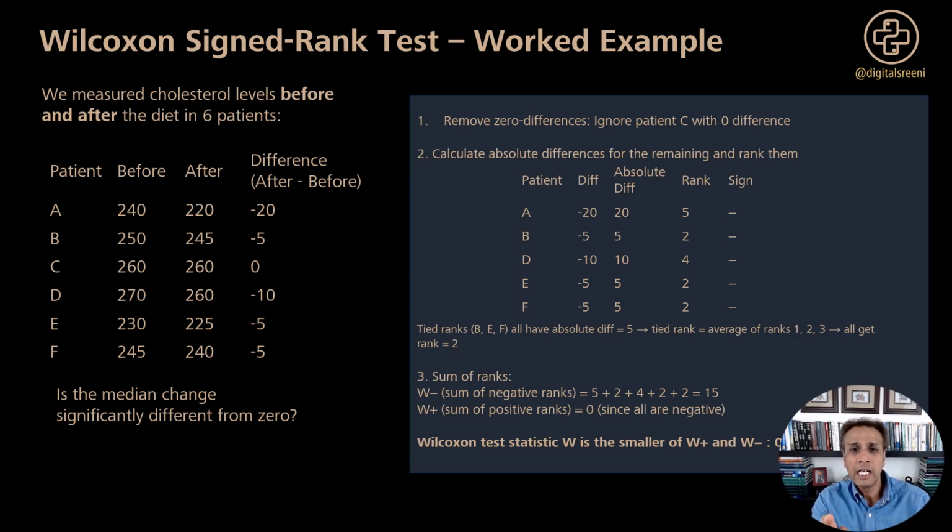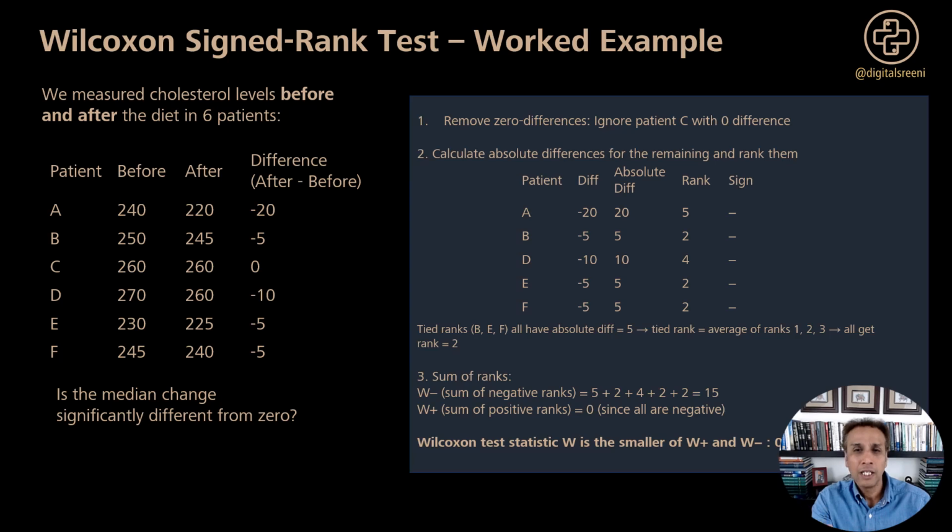Step number 1, remove 0 differences. Our patient C showed 0 difference, so we don't care, just remove that person. If it's positive or negative, keep it. So here is the table again after removing patient C. We have A, B, D, E, F, and then the differences of -20, -5, and so on. Then we look at the absolute difference, again absolute values, and then the sign is negative.